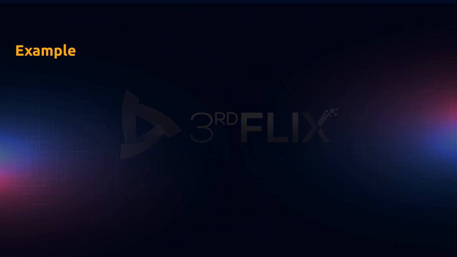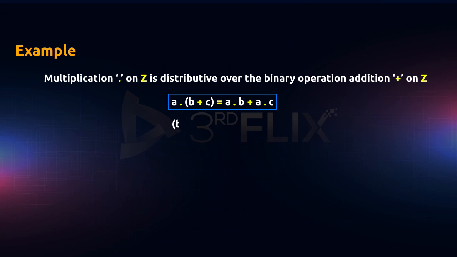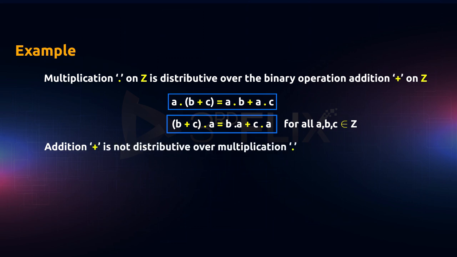Example: the binary operation multiplication (into) on Z is distributive over the binary operation addition (plus) on Z, because a into (b plus c) equals a into b plus a into c, and (b plus c) into a equals b into a plus c into a, for all a, b, c belonging to the integer set Z. However, addition (plus) is not distributive over multiplication (into), because 2 plus (3 into 5) does not equal (2 plus 3) into (2 plus 5).